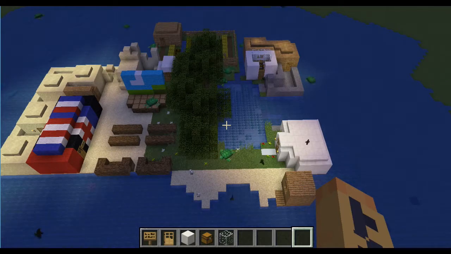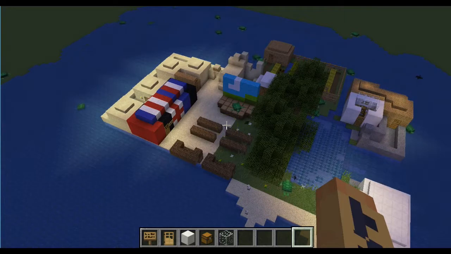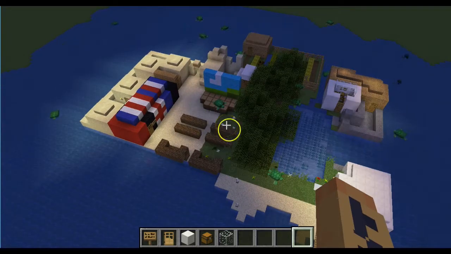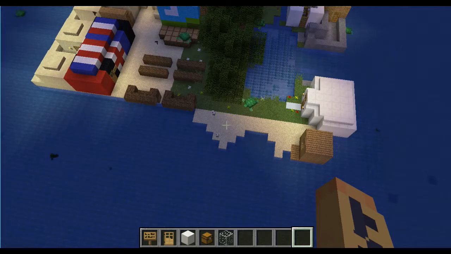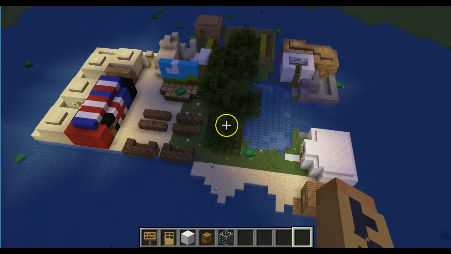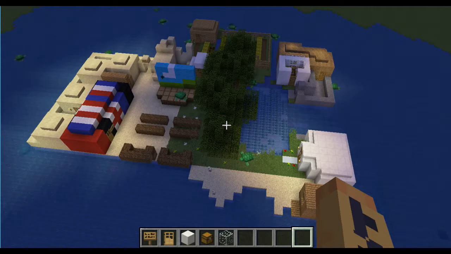My country's name is Shell Island. Over here is the desert region, the forest region, and the beach region. So my island is in the middle of the Atlantic Ocean.